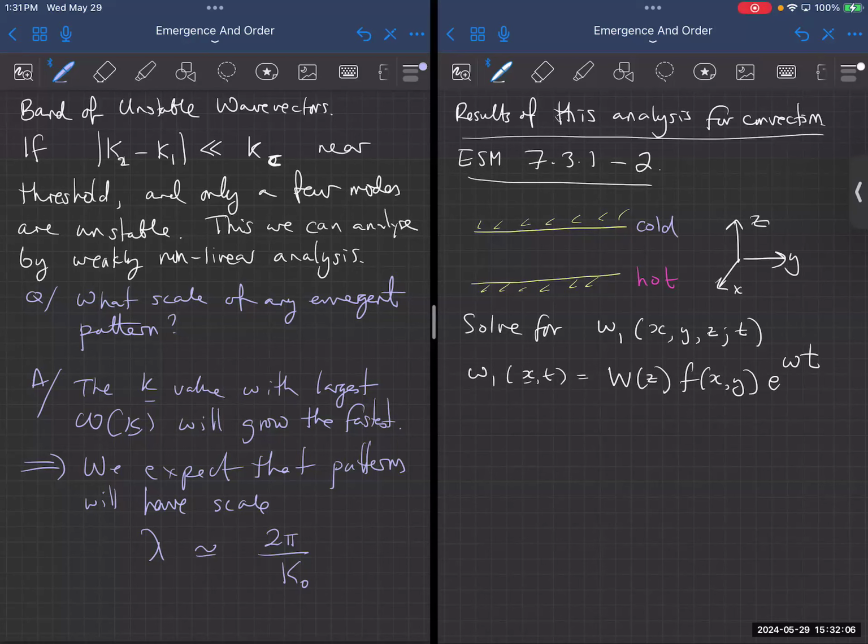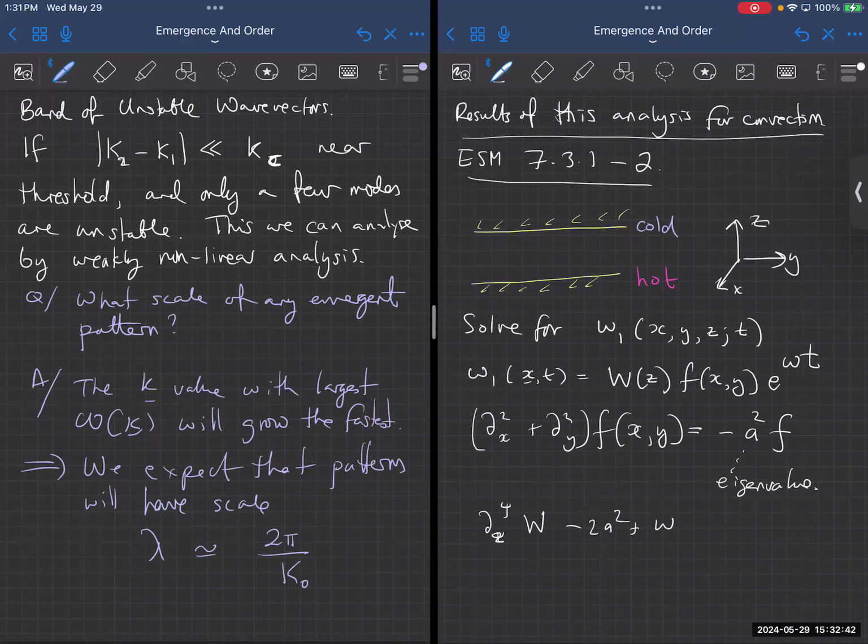The function f satisfies d2 by dx squared plus d2 by dy squared of f of x and y is equal to minus a squared f, where a is an eigenvalue that we'll find out.